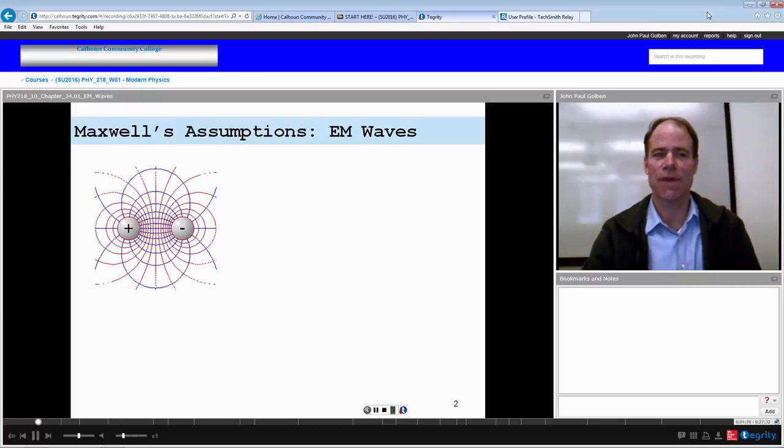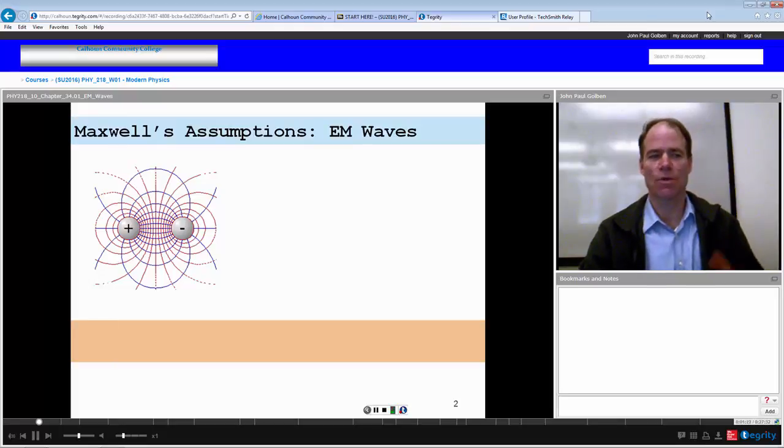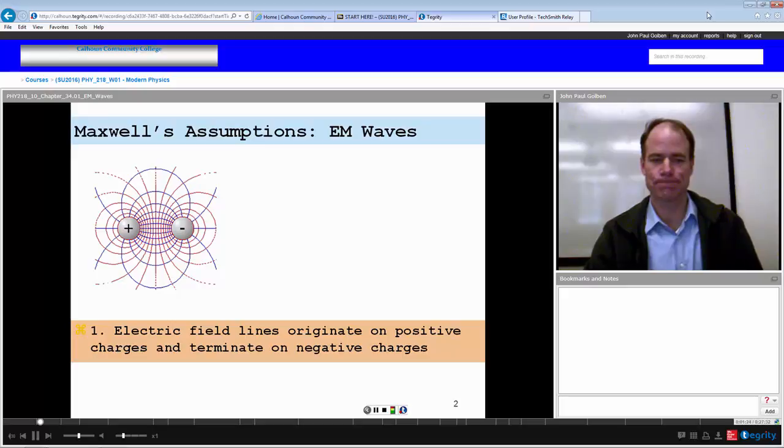Here are some of Maxwell's assumptions. We have two charges, and electric field lines will originate on positive charges and terminate on negative charges. These are assumptions that we associate with the electric fields, and is something that we've talked about in physics too.